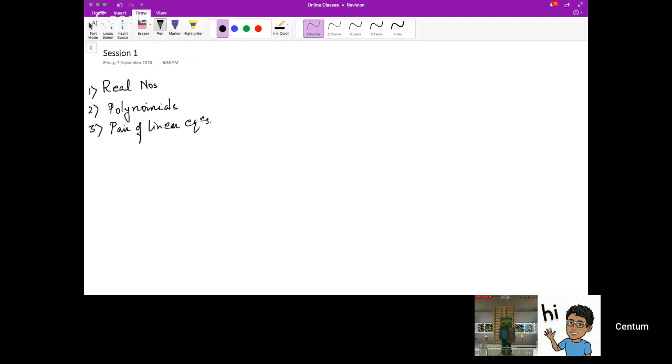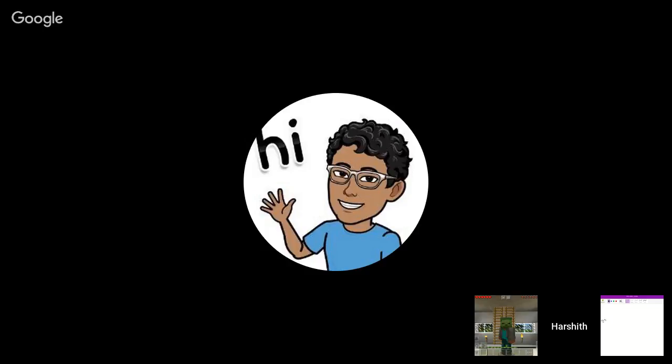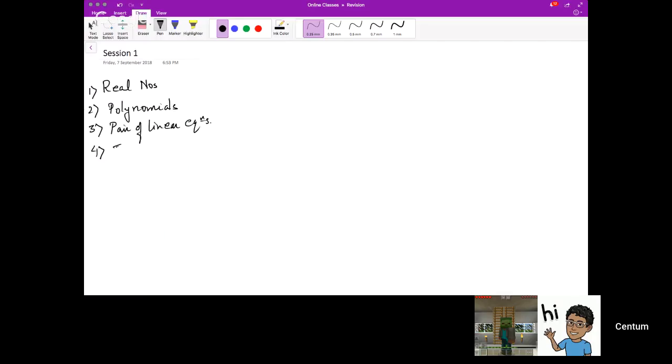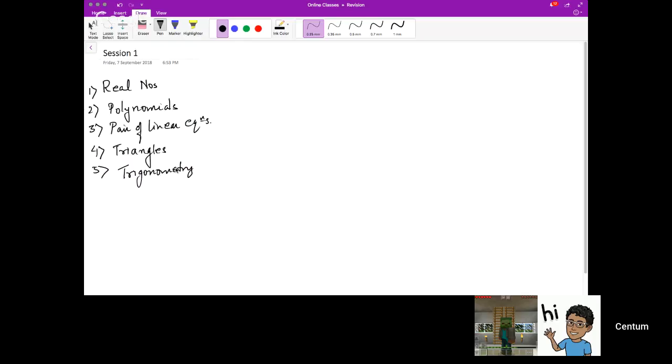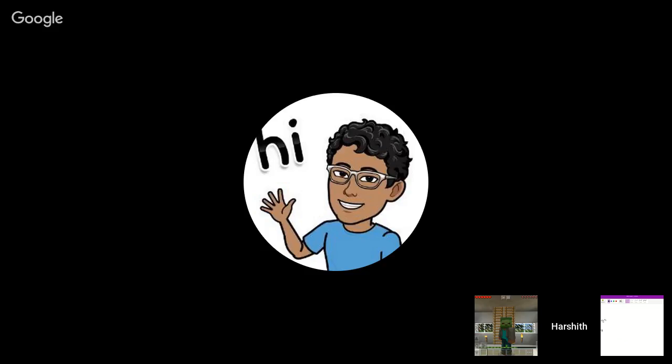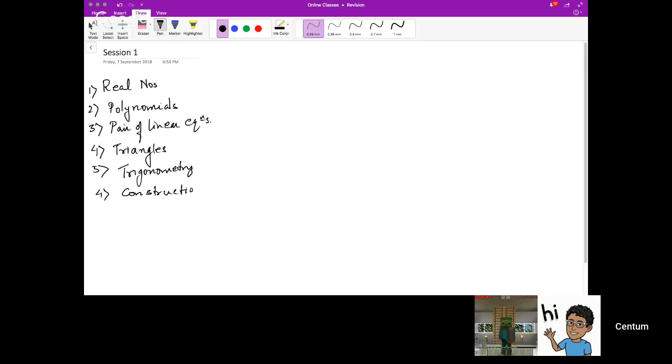So there's real numbers, polynomials, pair of linear equations in two variables. Then there's triangles. Then trigonometry, introduction to trigonometry. Then constructions, and then statistics and probability. Oh sorry, this is 5, this is 6, constructions is 7, and then statistics and probability. And in Rajajinagar we have matrices as well.